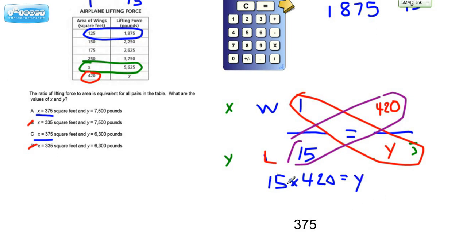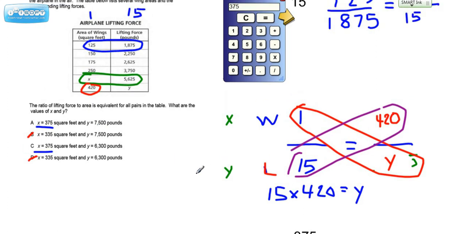Whatever you get here should be either this number, this number, or this number. Whichever it is, you're going to reject the other ones and choose the one that it is, and circle it and bubble it in on your answer sheet.